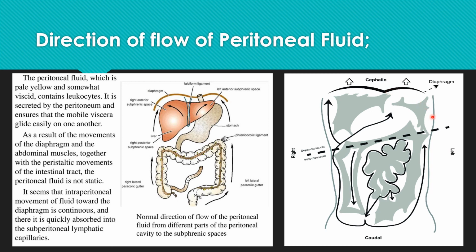The left subphrenic space can have fluid accumulation in case of any pathology involving the stomach, the spleen, or the splenic flexure of the colon. So the normal direction of the peritoneal fluid is towards the diaphragm, that is the cephalic direction, because there are subperitoneal lymph nodes located under the diaphragm which are responsible for the absorption of this peritoneal fluid.